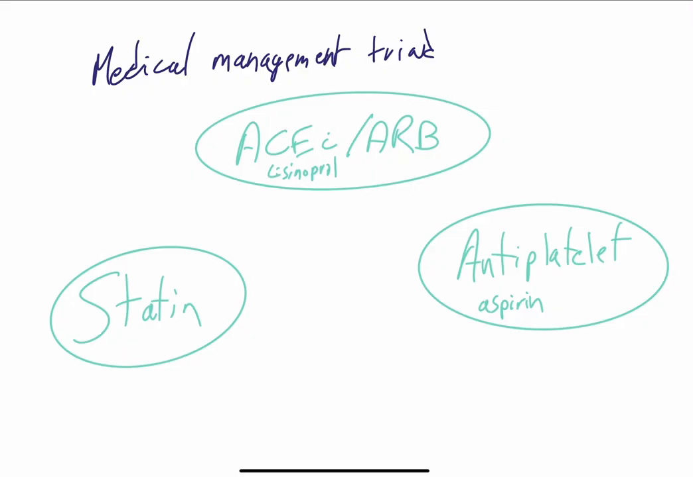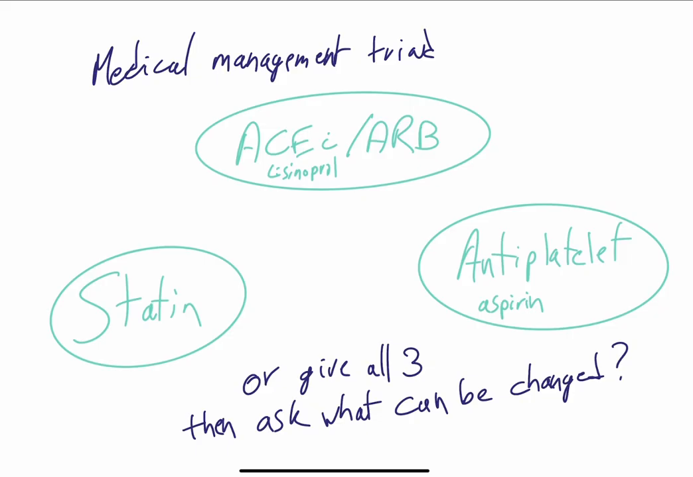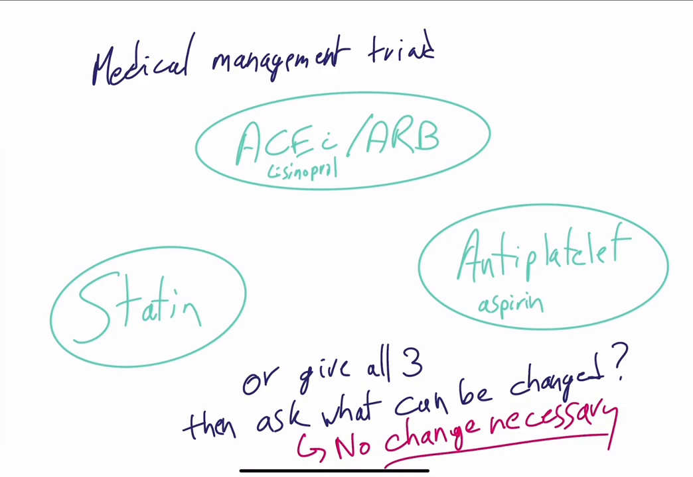So what they can do is give you a situation where they give you 2 out of the 3 and ask which one is missing. Or if they give you all 3 listed and they ask what's the best next step, you can say no change is necessary. So for example, if they give you a patient and he's on lisinopril and statin and they say what else could you add, then you'd say aspirin. On the flip side, if they said he's on lisinopril and aspirin, what is missing, you'd say give a statin, and so forth. Or if the patient's already on all 3 of them, how should you adjust his treatment? The correct answer would literally be no change necessary.